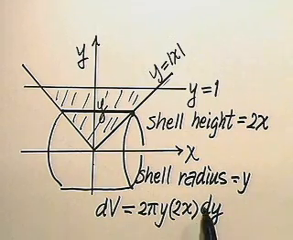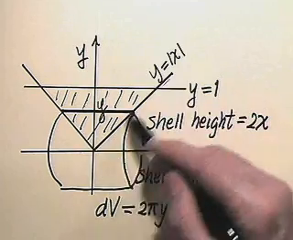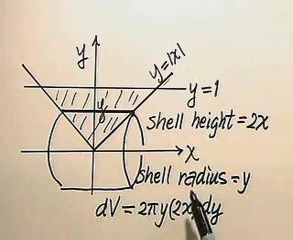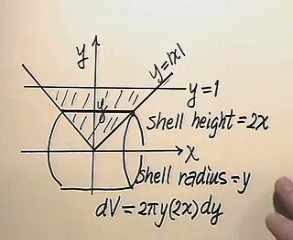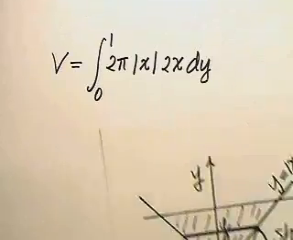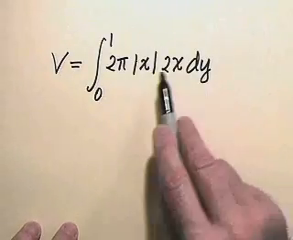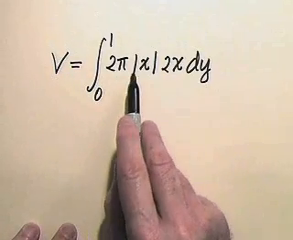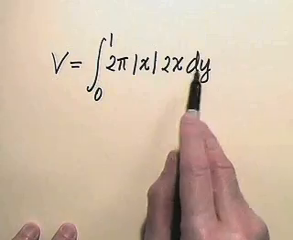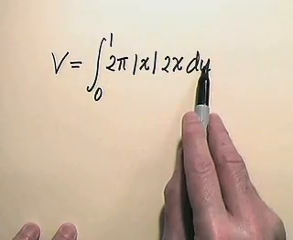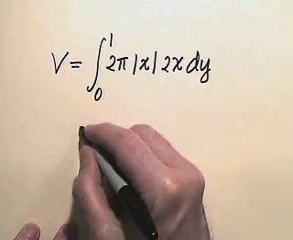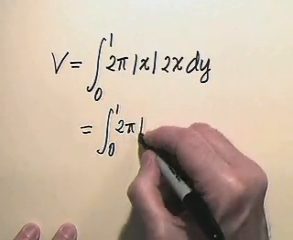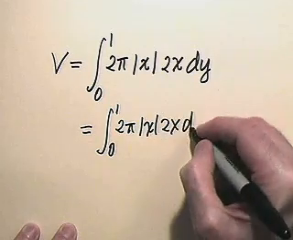Alternately, we could notice that because along this line y equals x, in effect when x is positive and y is positive, the dy and the dx are the same. So consequently, we could write it just in terms of x or y, it doesn't matter. V is equal to the integral from 0 to 1 of 2 pi y, which is absolute x, times 2x dy, and we can simply replace that dy by a dx here. And so we get the integral from 0 to 1 of 2 pi absolute x times 2x dx.